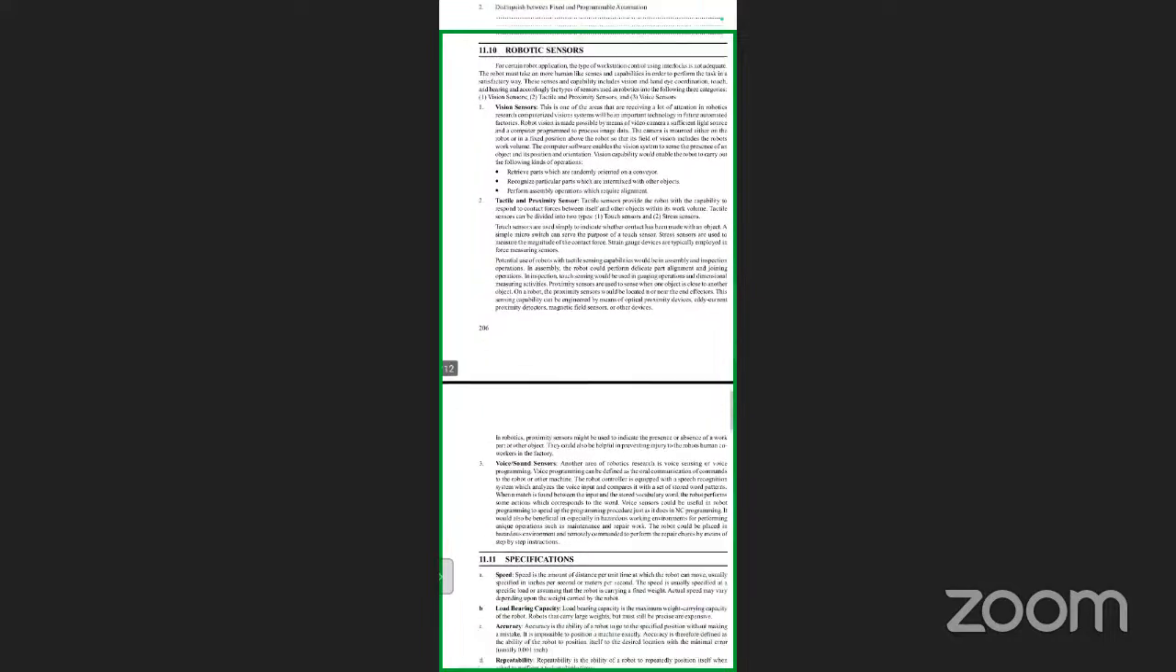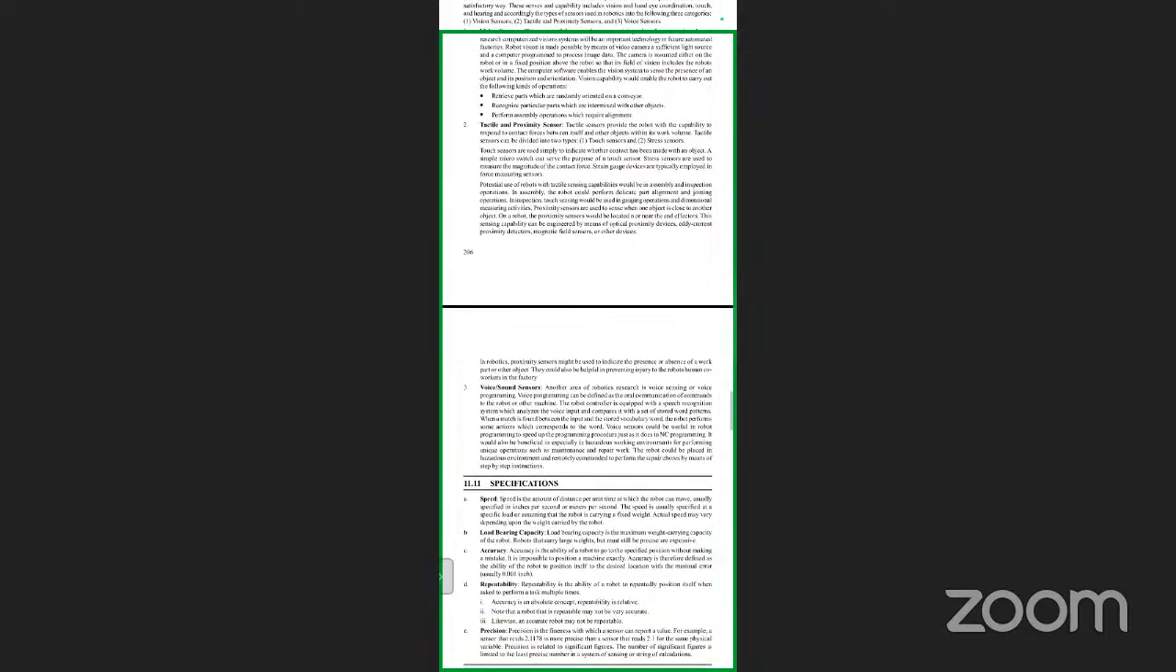Next comes tactile and proximity sensors, and these provide the robots with the capability to respond to contact forces between itself and other objects within the work volume. Tactile sensors can be divided into two types, touch sensors and stress sensors. Next, we have voice or sound sensors.